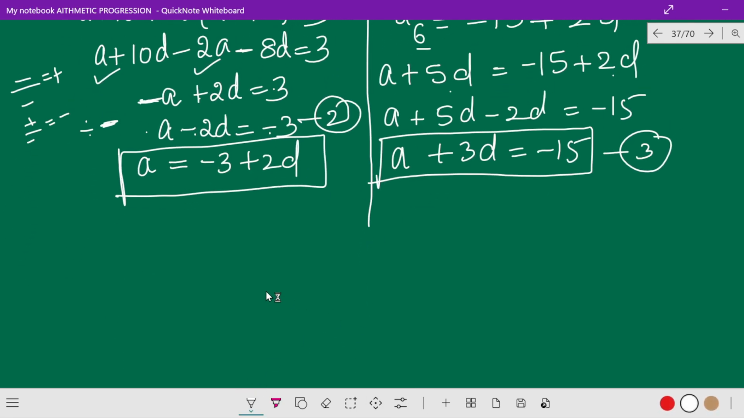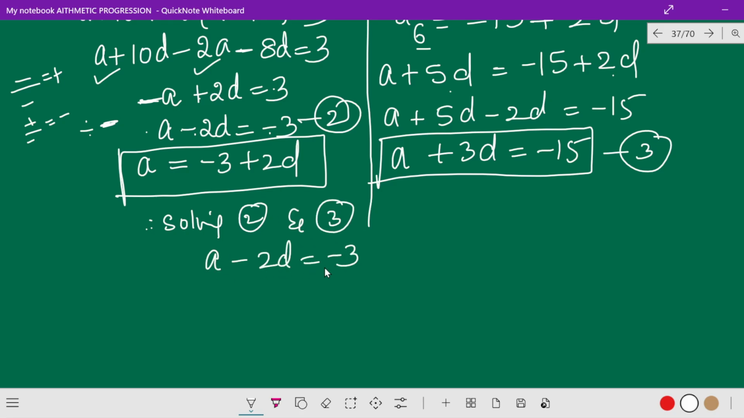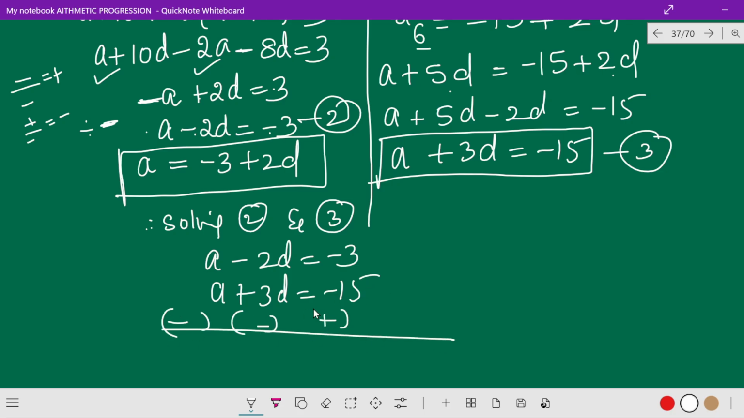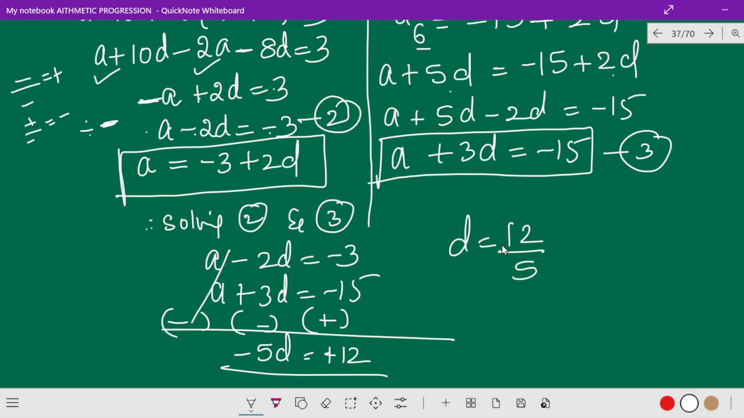Therefore, solving 2 and 3: we get a minus 2d is equal to minus 3, and a plus 3d is equal to minus 15. We subtract, changing the sign, and a cancels. Minus 5d is equal to plus 15 minus 3, which becomes plus 12. So we get d is equal to 12 by minus 5.